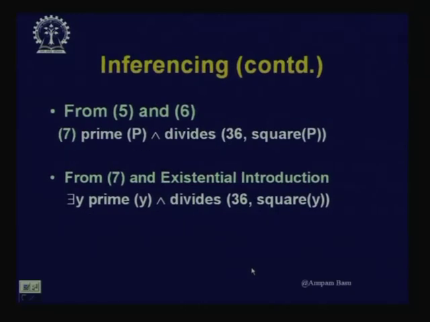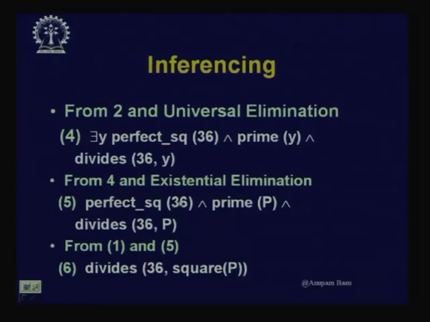Now, from 5 and 6, prime p and divides 36 by square of p. What was 5 and what is 6? 5 was perfect square 36, prime p and divides 36 p, and I get p as divides 36 square of p. So in place of p I can simply put square p, here also square p. So what do I get?